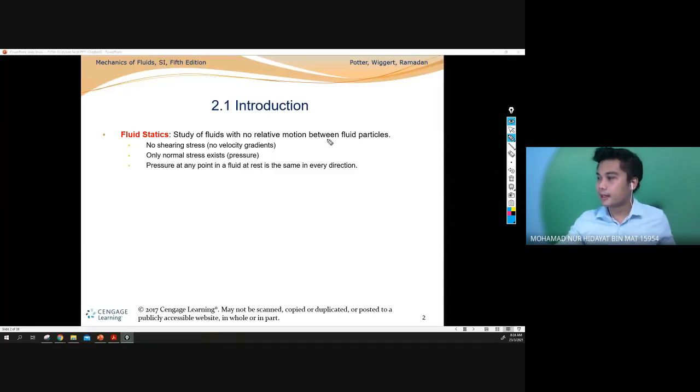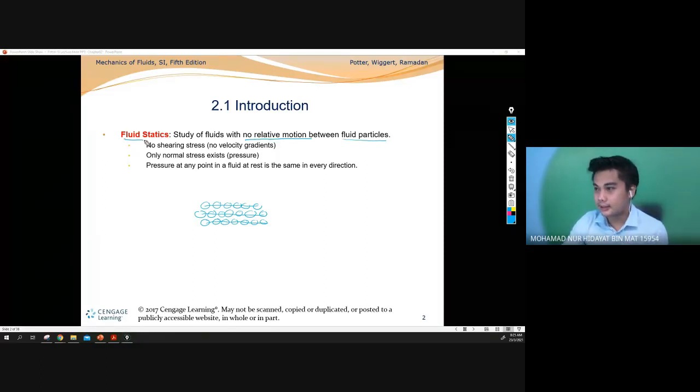Okay everyone, what does it mean by no relative motion between fluid particles? So let's say this is the fluid. This is a fluid particle, such as water. At the bottom of the fluid there is a layer, and a top layer. Consider these interconnected together. So when we consider fluid statics, there is no relative motion. Relative means we refer one to each other.